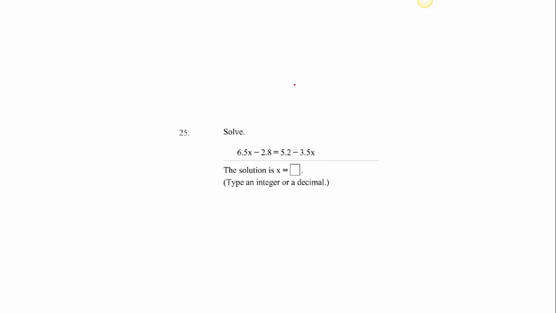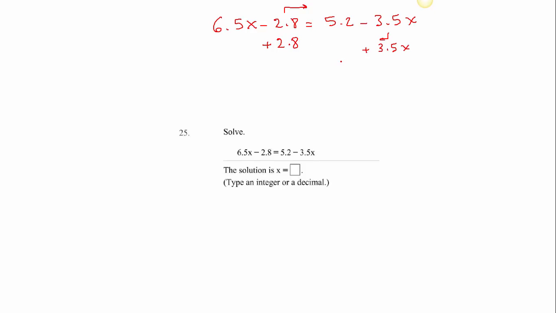Okay, the last question is solve 6.5x minus 2.8 equals 5.2 minus 3.5x. Again, this is a solving equation. I want to move the x to one side. I want to move the constant. So to move this negative 3.5x to the left side, I need to add the opposite, which is plus 3.5x. Very simple. To move the number to the right, I need to add the opposite, which is 2.8.